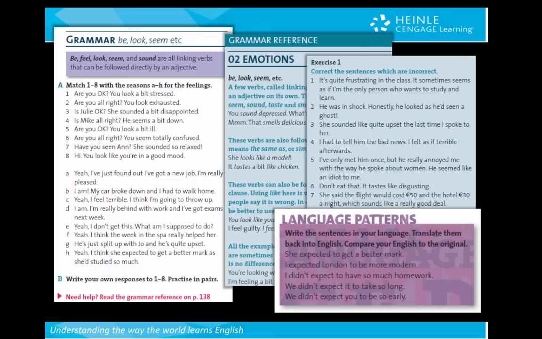So one of the things we noticed was when you're talking about your feelings, you often use expect, and expect has its own particular kind of grammar connected to it.